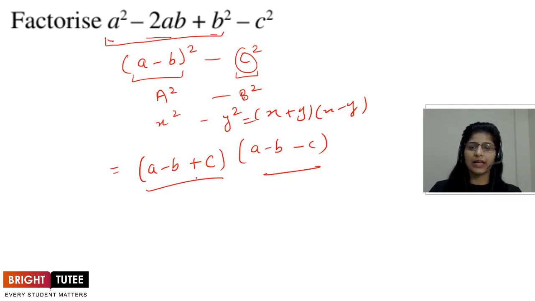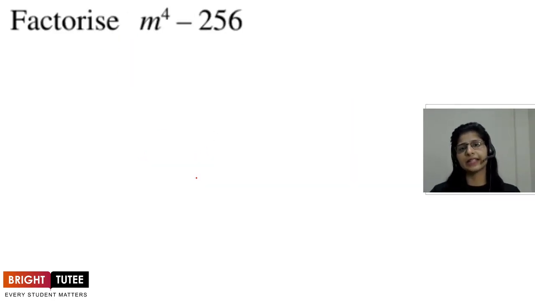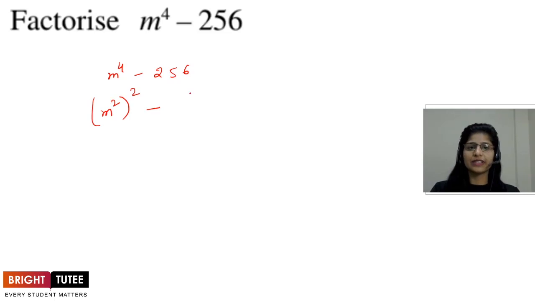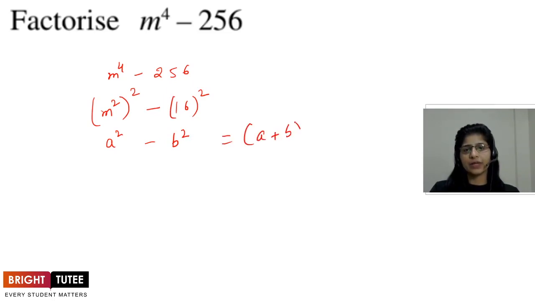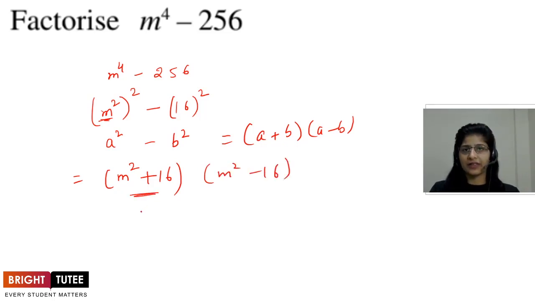Okay, now moving ahead, here is another identity. It is m to the power 4 minus 256. Right, m to the power 4 can be written as m square whole square, minus 256 is a square of 16. So you see it is a square minus b square, that is a plus b into a minus b. So we know this can be written as a is m square, the term inside the bracket, plus b, and m square minus 16. Now this cannot be further factorized.